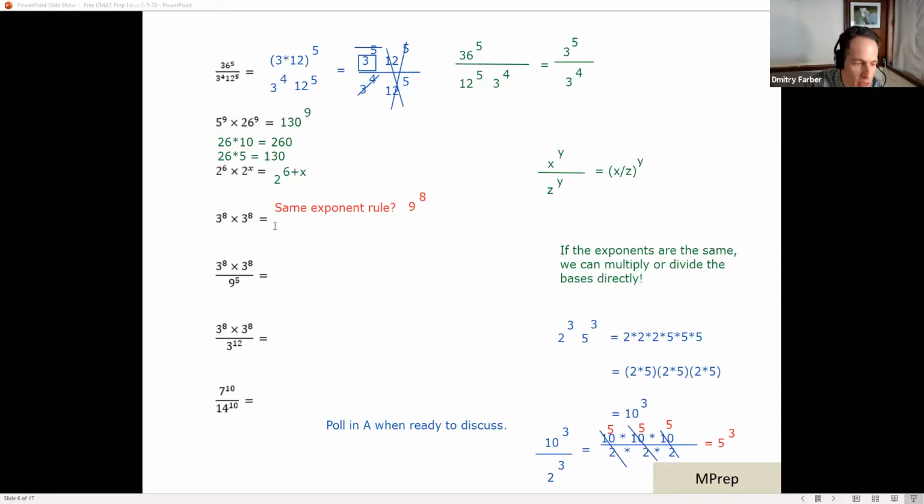Whereas if I use the same base rule, then I would keep the base and add the exponents. 3 to the 8 plus 8 is 3 to the 16. And you can prove that these are the same thing, because if I were to rewrite 9 as 3 squared, it'll lead to the other. 9 is 3 squared.